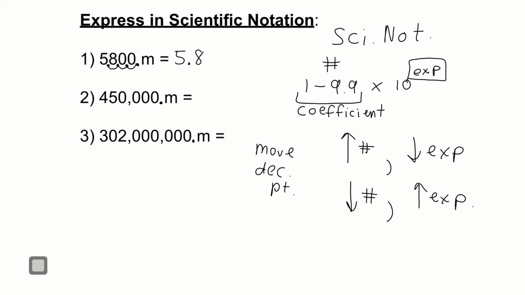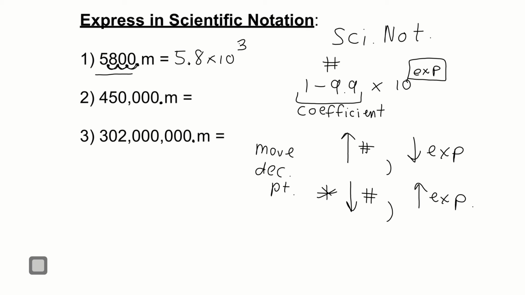So 5.8. What happened to my number? It was 5,800, but now it's 5.8. So my number has gone down, which means my exponent's going up. So this is going to be 5.8 times 10. How many times did I move it? 1, 2, 3. 5.8 times 10 to the third, positive 3. We don't need to write the positive, it's assumed, but 10 to the 3.